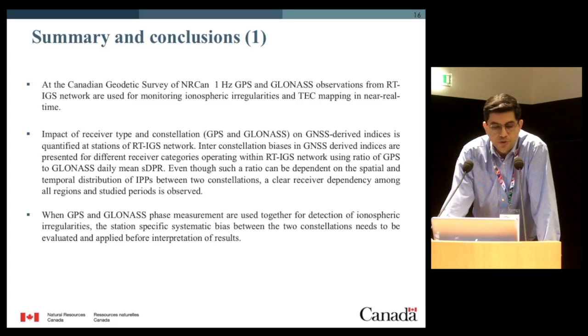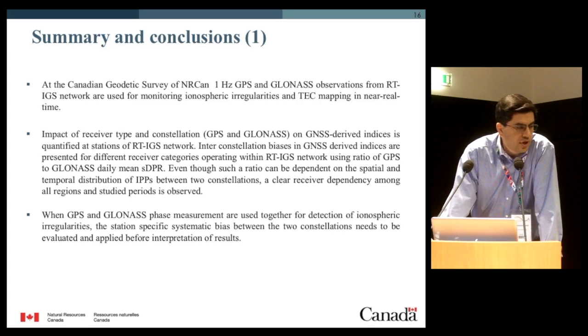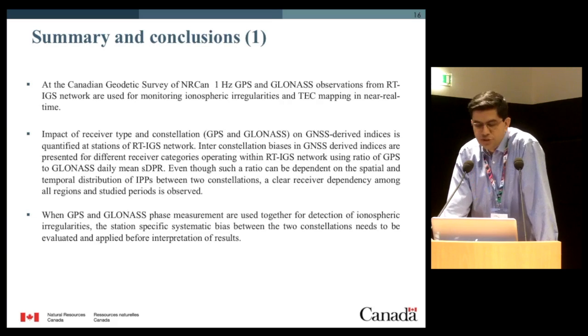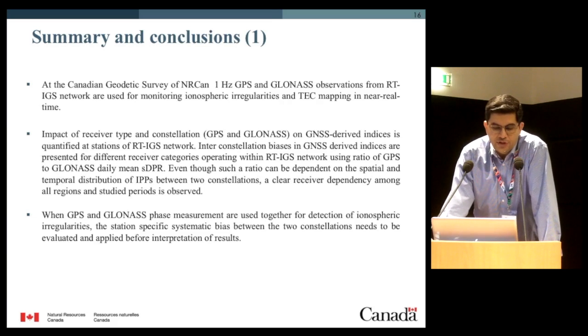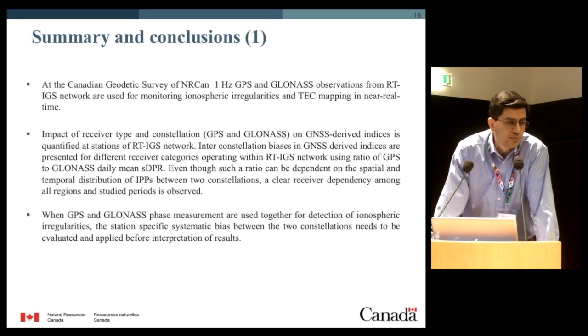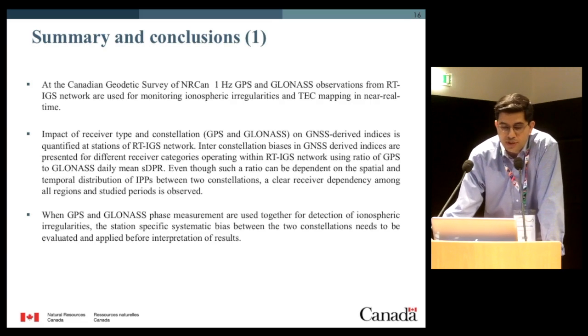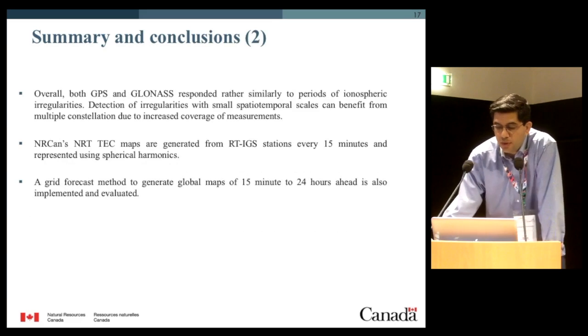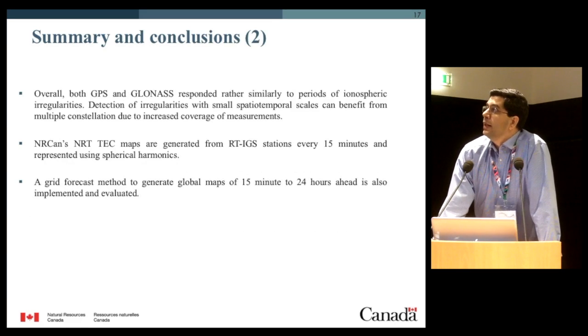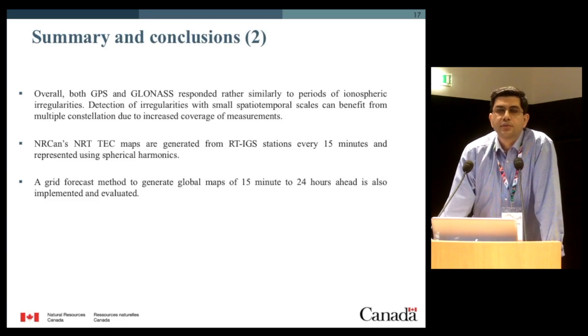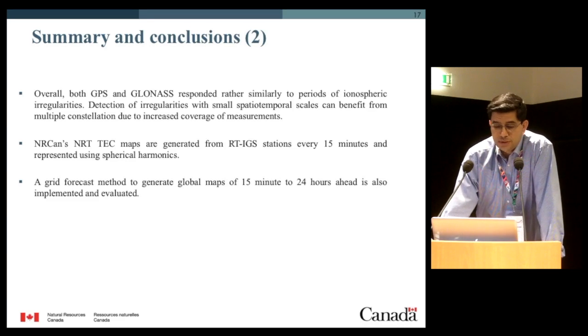In this talk, I brought your attention to the impact of different receiver technology and different constellations that we consider for detrending our indices before using them for ionospheric interpretations. And when GPS and GLONASS phase measurements are used together, it is important that we consider these biases before going further. And when we consider those, GPS and GLONASS were similarly able to detect irregularities, at least in the Canadian auroral zone or high latitude, where we are mostly focused.